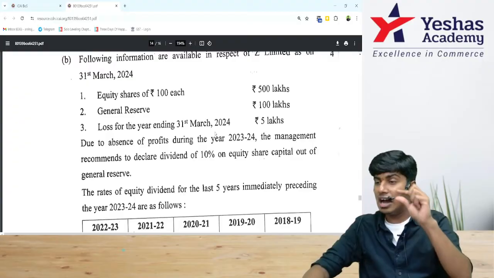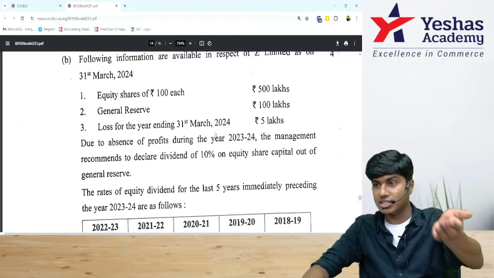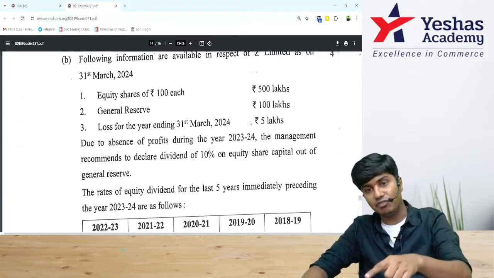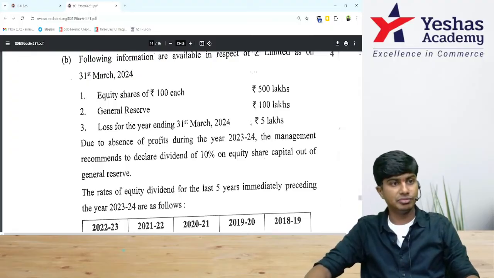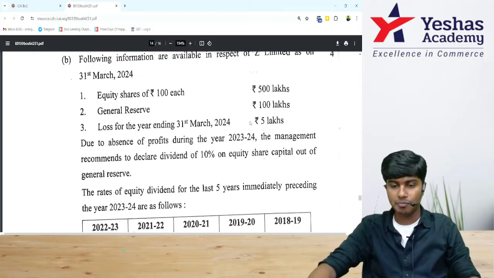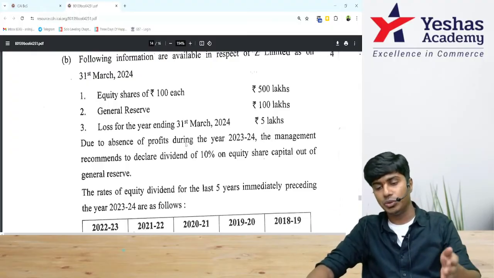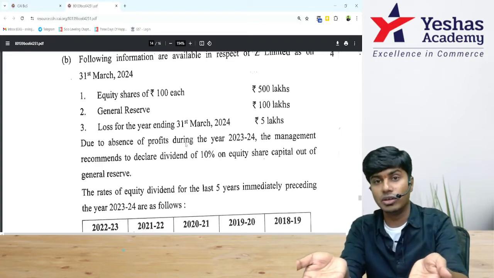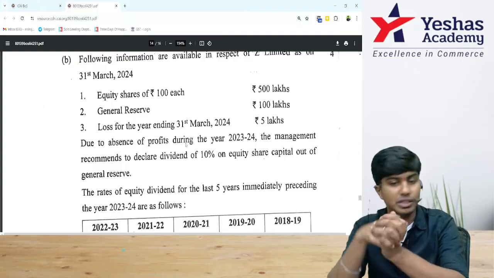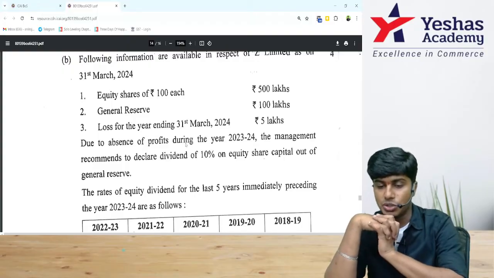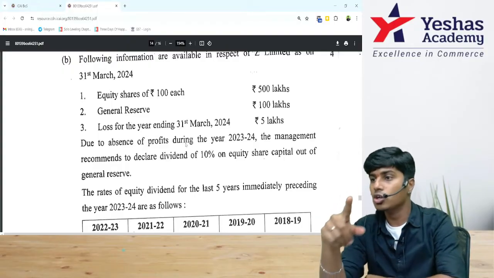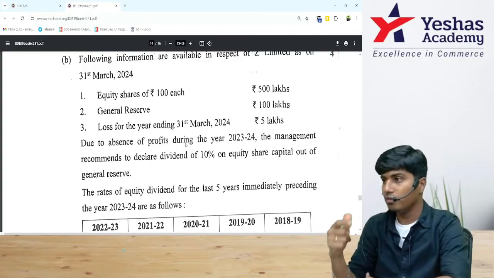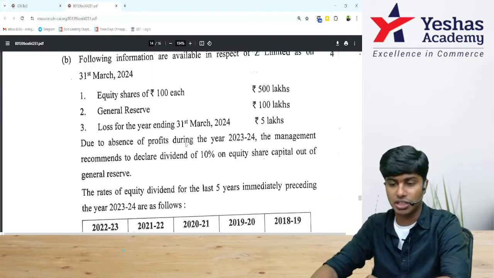In the third case, after we keep 15% of the reserve aside and take the balance, I'll first deduct 5 lakh and then I'll declare dividend. Then I'll check whether the balance is sufficient. Due to absence of profits during the year 23-24, this is the most important part. Here they are trying to tell that there is inadequate profits during the year. The management recommends to declare dividend of how much? 10%. So in every case, whenever we compute, we are checking if they can give 10% dividend.